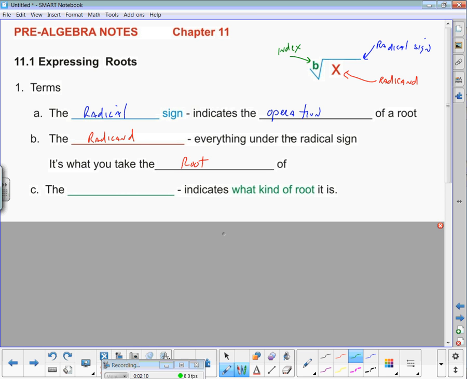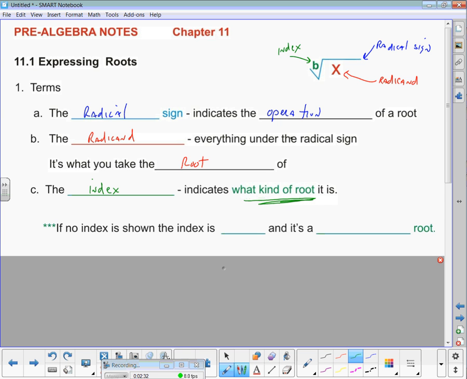And then third, the index. The index is really important. It indicates what kind of root it is. It can be a square root, a cube root, a fourth root, an eighth root, a hundredth root, all kinds of possibilities. And the index tells you what kind of root it is.